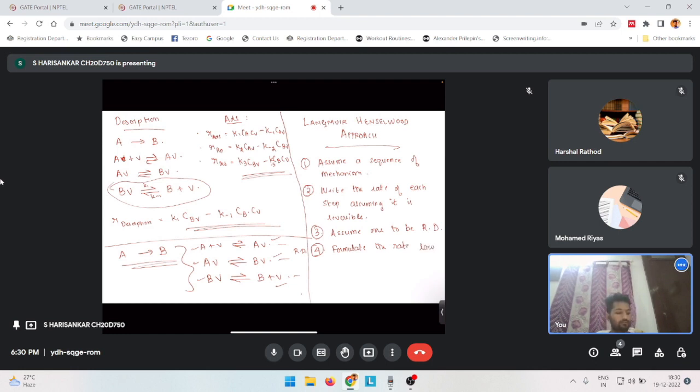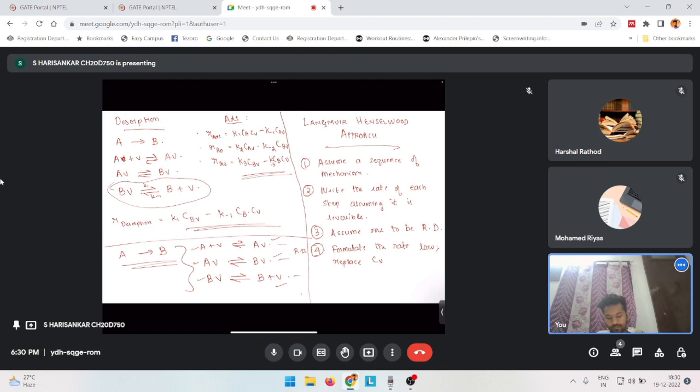And we have to replace all the terms like CV. How we replace it, we'll see with an example question. But anyways, what we have to do as the fourth step, after assuming one of these steps to be rate determining, is to formulate the rate law by replacing all the CV terms, or concentration of vacant site terms.